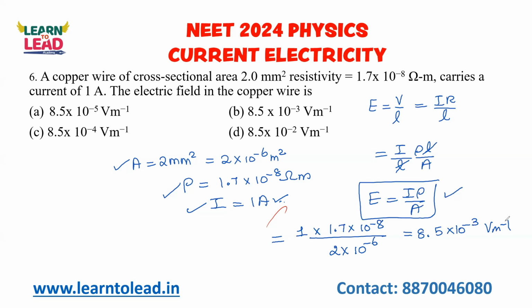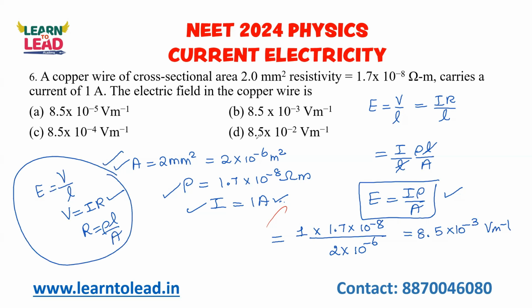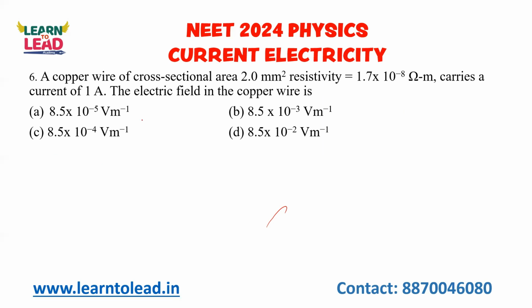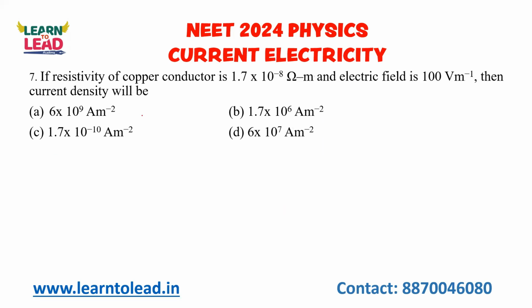So it is very simple. You should know how to get the electric field value when area, resistivity and current values are given. Simple formulas you are using; we are combining the formulas. 3 formulas we have to know to solve this problem. Electric field is equal to potential difference per unit length, and according to Ohm's law, V is equal to IR. This formula you should know, and R is equal to rho L by A. These 3 formulas we are combining to bring the answer for this question. So you should know how to use multiple formulas in a question.